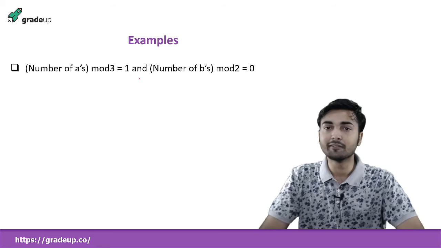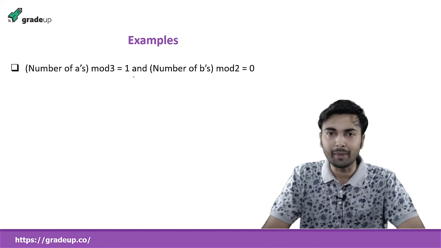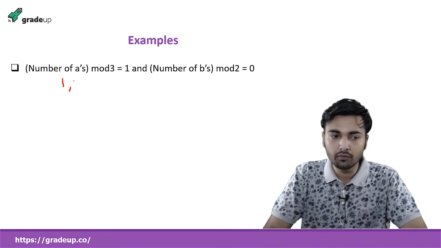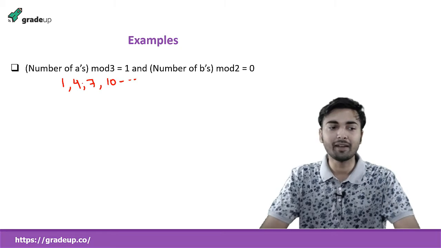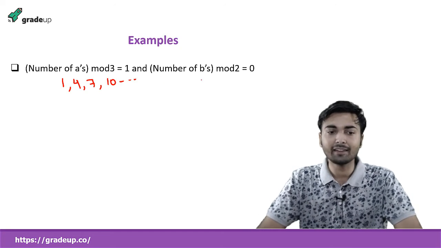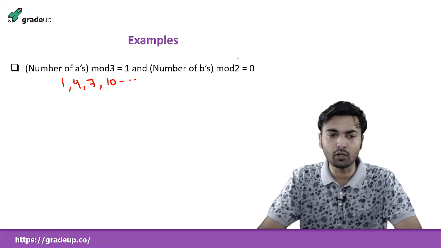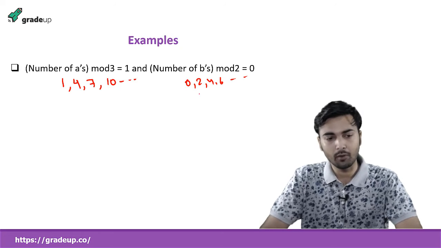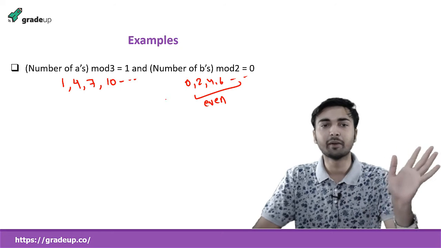Now see one more thing. Number of A's mod 3 is 1. What is meant by this? Number of A's mod 3 means either the number of A's is 1, 4, 7, 10 and so on. And the number of B's mod 2 is 0, which means 0, 2, 4, 6. The number of B's is nothing but even. So this must be the case.